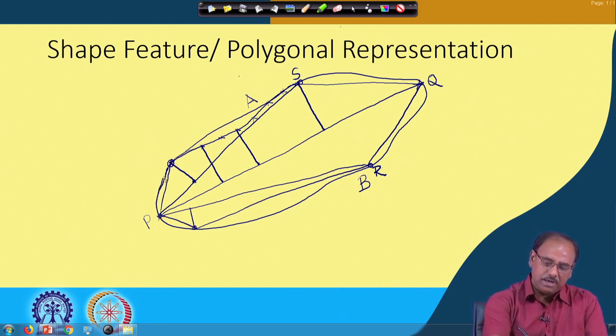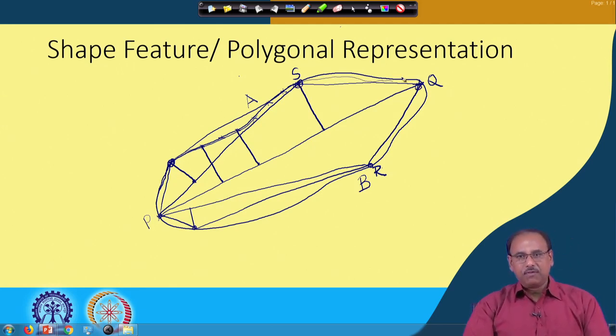Here you find that I have different boundary segments. Starting from this vertex to this vertex, this is one boundary segment. From this vertex to this vertex I have another boundary segment. From this vertex to this vertex I have another boundary segment. So, I can have different techniques to find out the shape of these different boundary segments. The properties of the polygons as well as the properties of these boundary segments can give me important information about the shape of the boundary. So, this is one kind of descriptor or one kind of features that we can obtain.